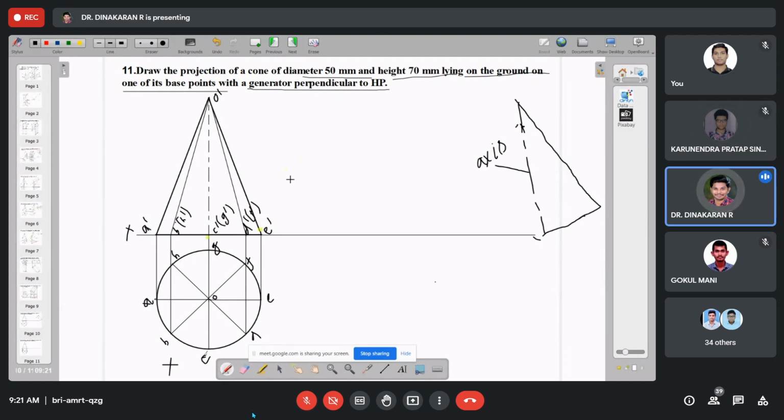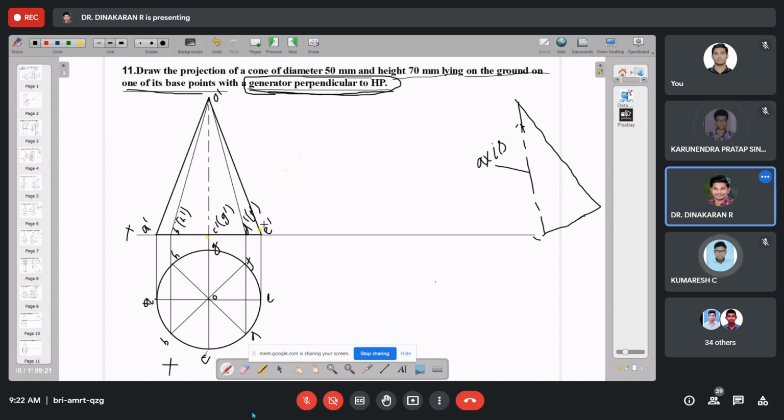Okay, tell me the third question. What is given? Draw the projection of a cone, diameter 50 mm, height given, lying on the ground, so the base point is done. Then what is the other given? One of its base points with the generator is perpendicular to H. Here there is no slant edge. Only for a pyramid they call it a slant edge. For a prism it is a longer edge. For a cylinder and cone, it is a generator. So here the given is a generator. So one of its base points is the E point, or otherwise the A point, am I right?